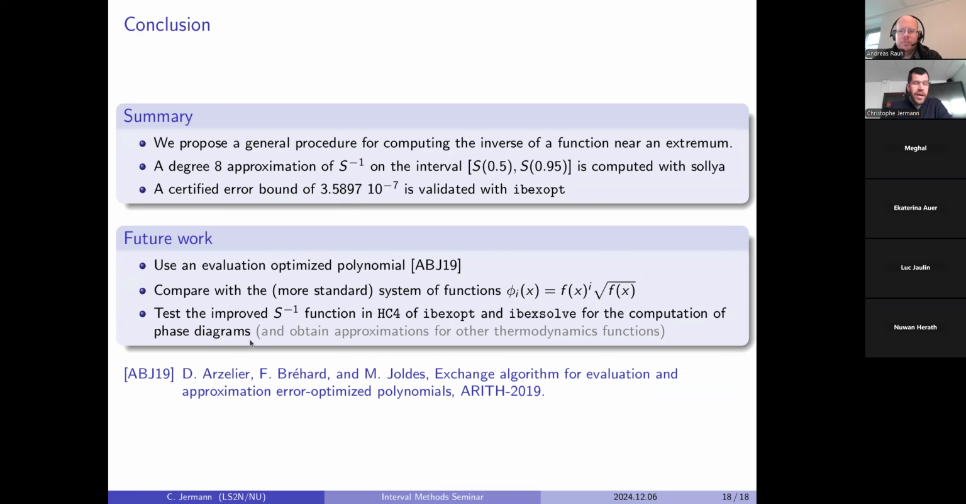And also to test our approximation and validate it in the context of our solver for the computation of phase diagrams. We have already started to do this, and unfortunately it's not so interesting at the moment because this is just a single operator within a much more complex problem, and the gains on the evaluation or on the projection of this function are very interesting, but not sufficient to outperform previous results.